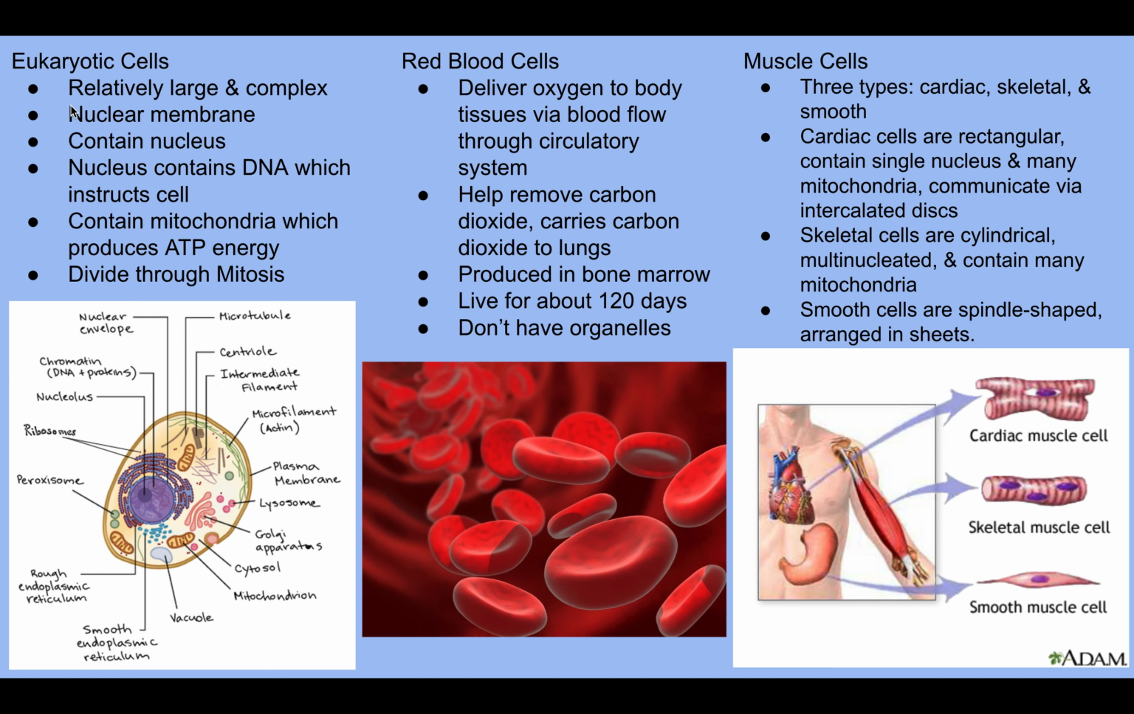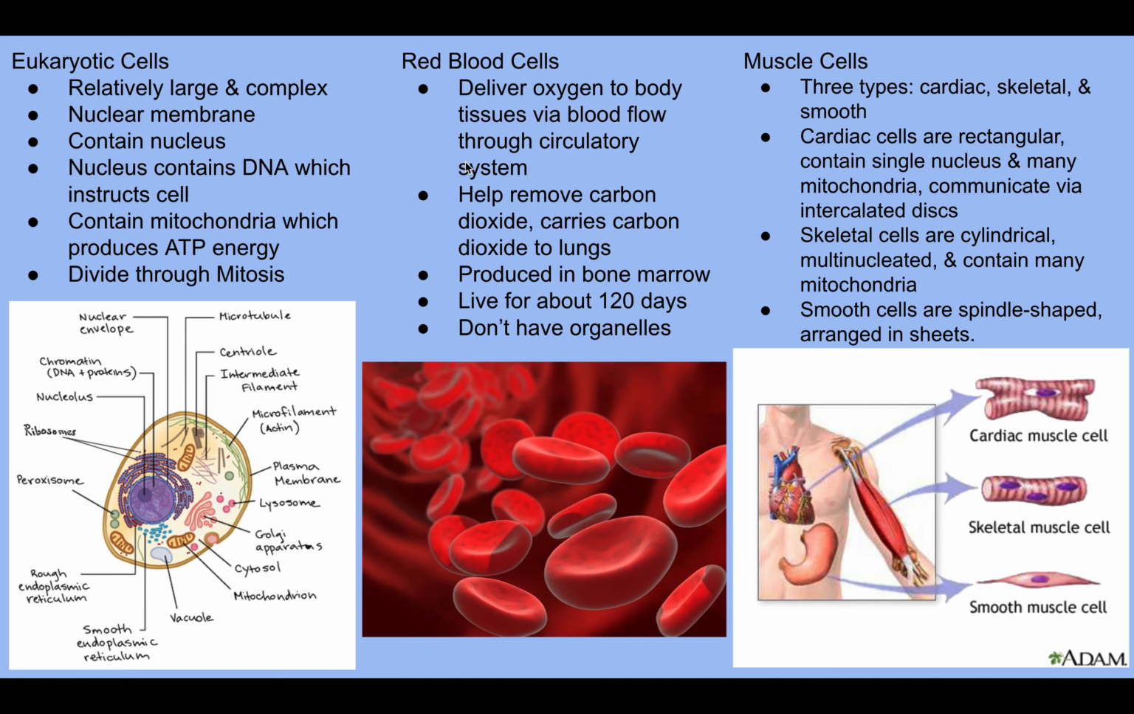They consist of a nuclear membrane and contain a nucleus, and the nucleus contains DNA, which tells the cell what to do. Additionally, eukaryotic cells contain mitochondria, which produce ATP energy, and eukaryotic cells divide by a process known as mitosis. So these are the differences from prokaryotic cells, which don't have any of these things listed.